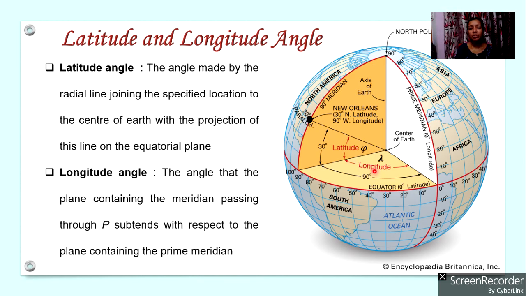Now the longitude angle. Longitude of a particular point is the angle between the plane passing through the meridian of that particular point. If we consider a particular point, there will be a meridian passing through that particular point.